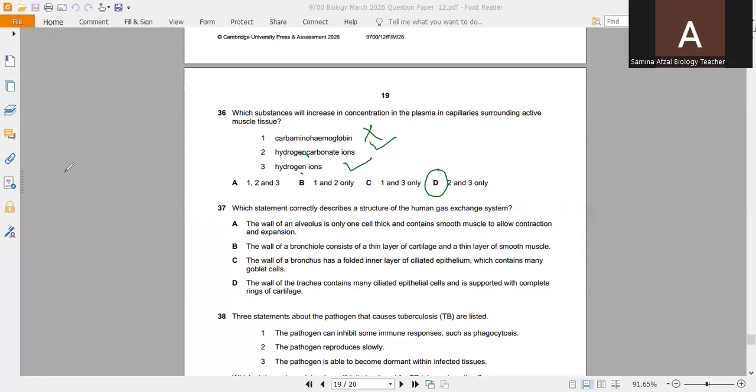Active muscle tissues produce a large amount of carbon dioxide through aerobic respiration. Okay. So the first is not correct. So only 2 and 3, hydrogen carbonate ions and hydrogen ions, is correct. So 2 and 3, according to this, D is the correct option. Now, question number 37: which statement directly describes a structure of the human gas exchange system?